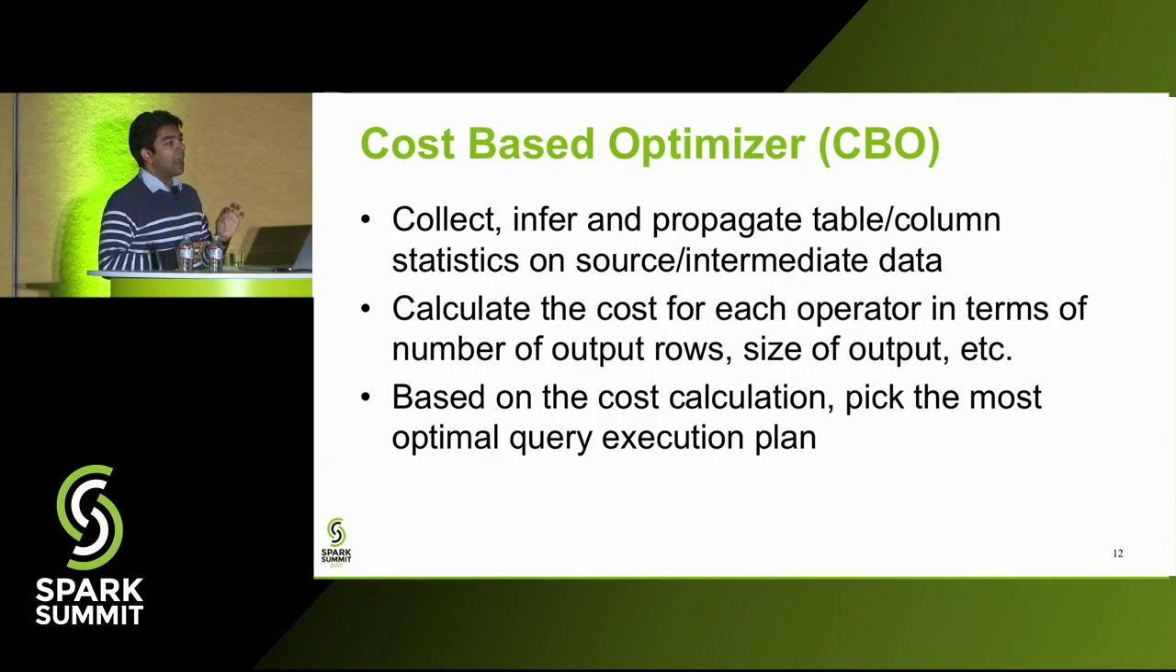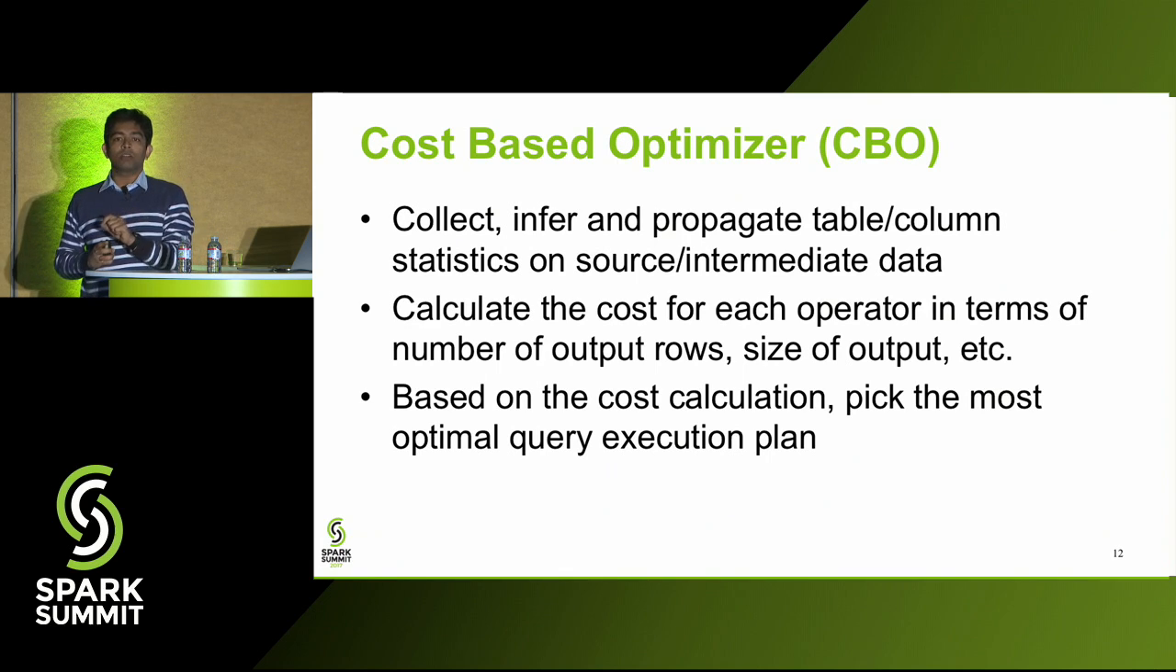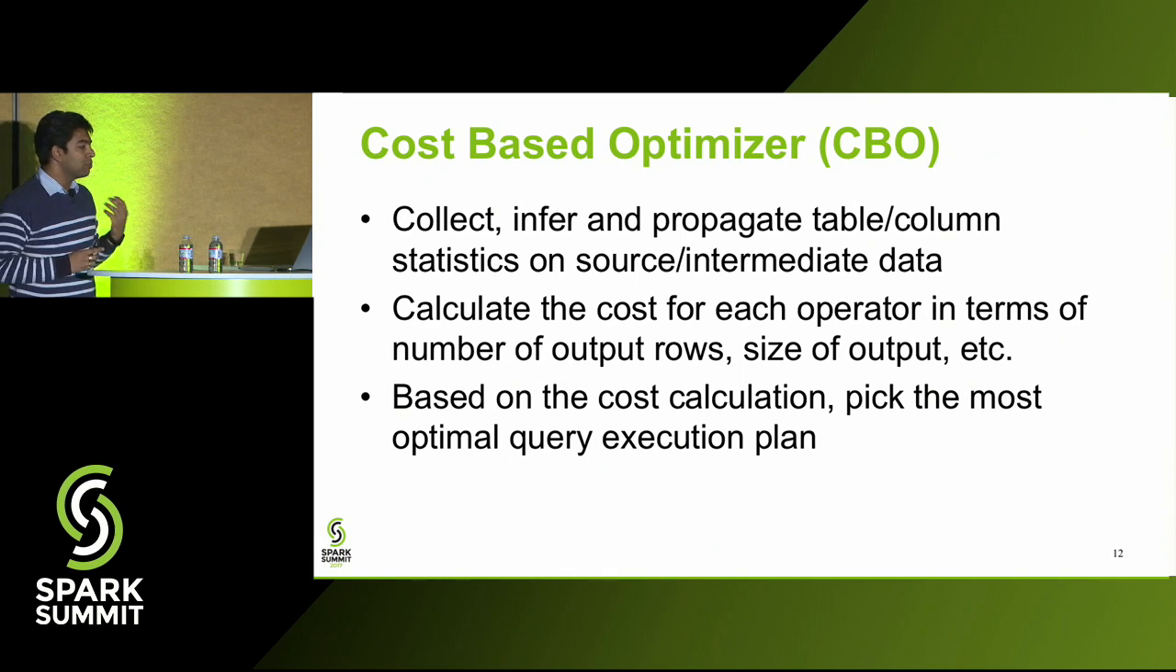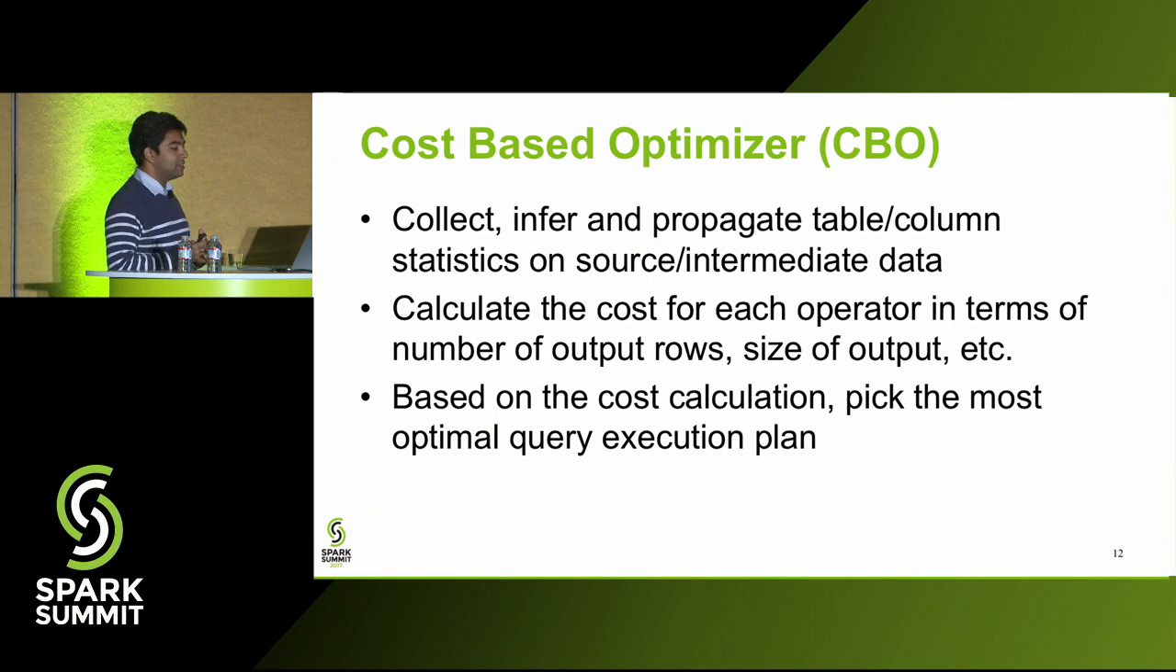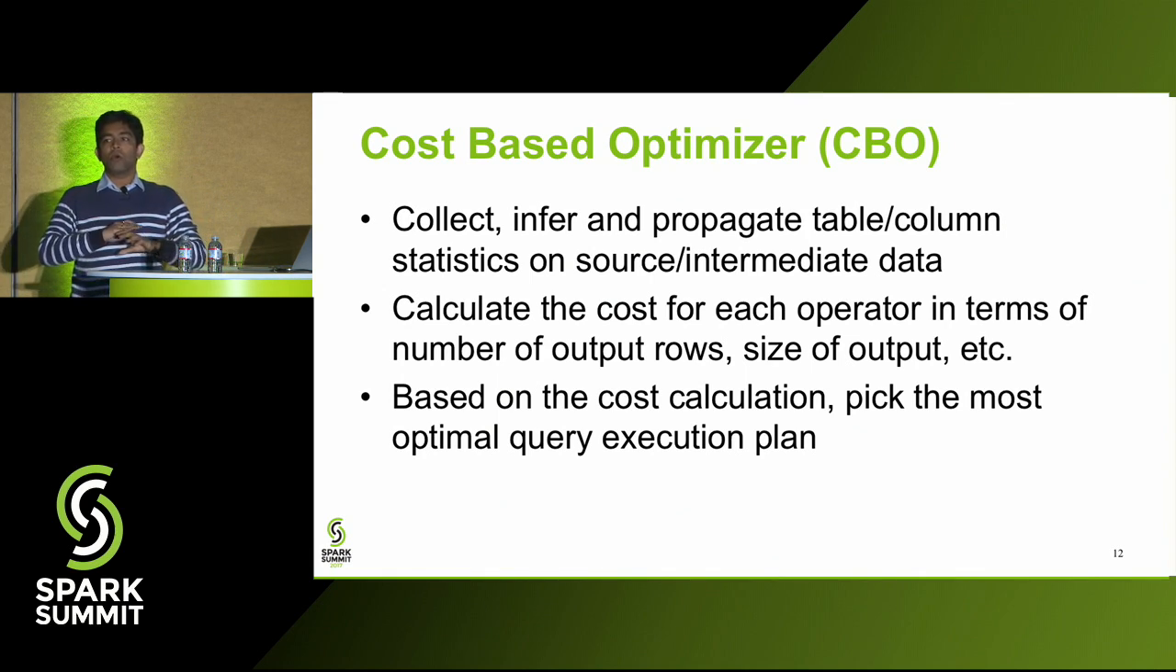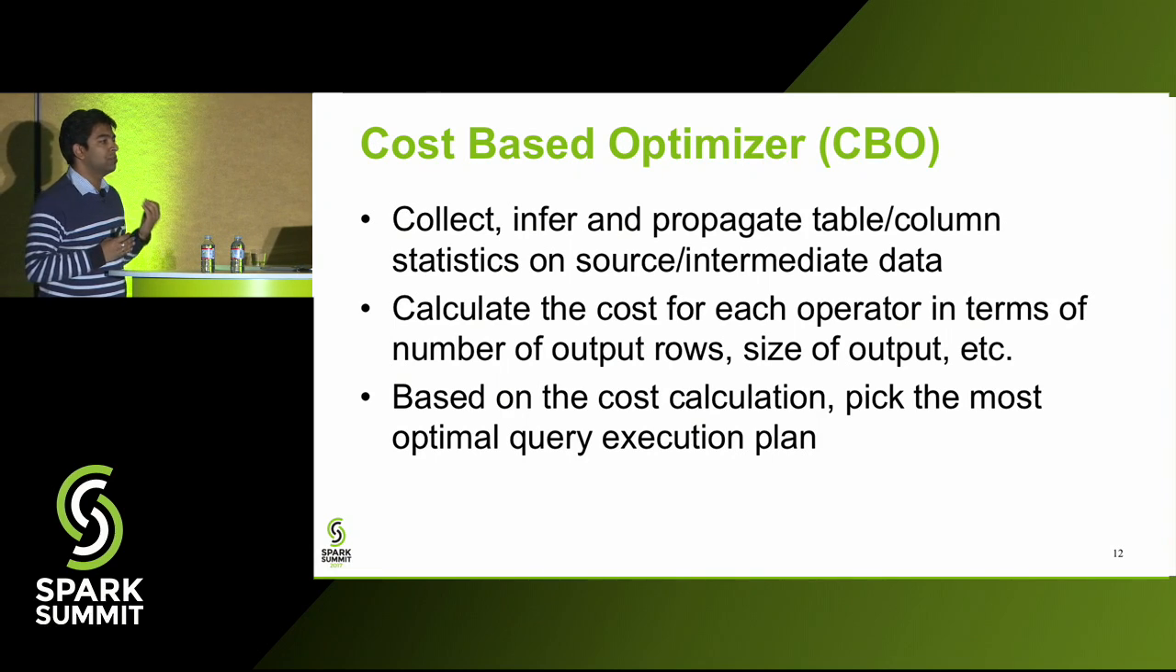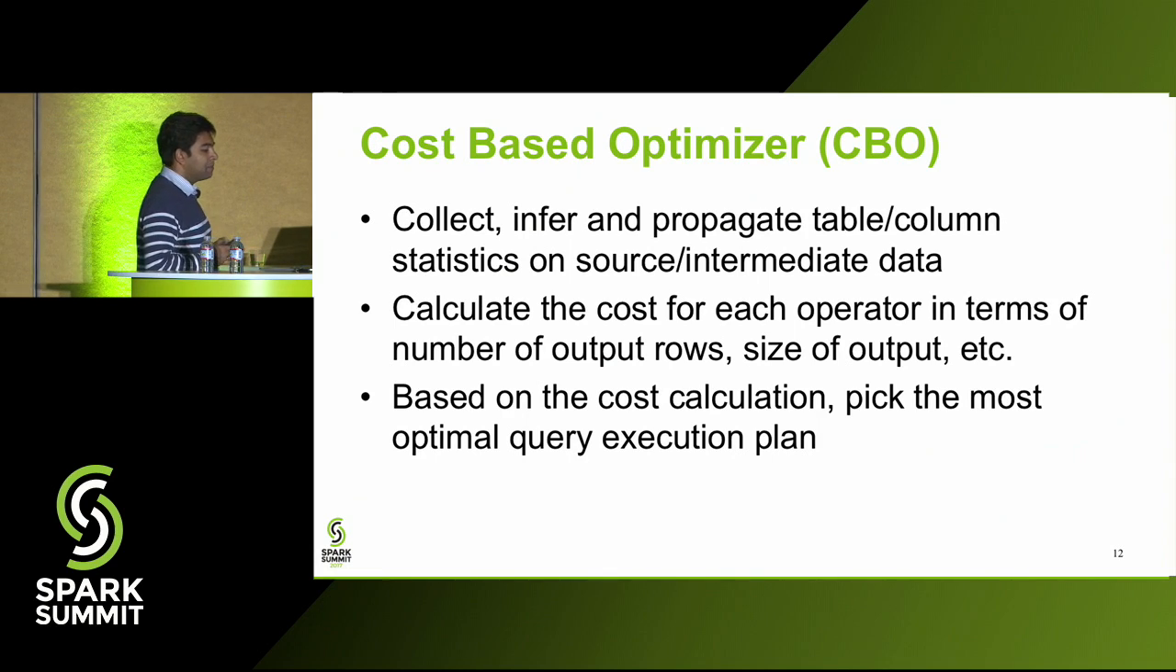Then, once we have the statistics, we calculate the cost of each operator in terms of the number of output rows, the size of output, and things like this. And finally, based on all of these cost calculations, we try to pick the most optimal query execution plan in order to execute the query.